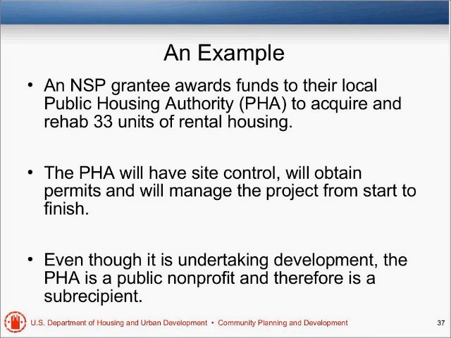Okay, let's wrap up with just a couple of examples. We've got an NSP grantee that gives funds to their PHA to acquire and rehab 33 units of rental housing. The PHA is going to have site control, they're going to obtain permits, they're going to manage it from start to finish. They're doing things that developers do, but they are a public nonprofit, and therefore they've got to be a subrecipient.